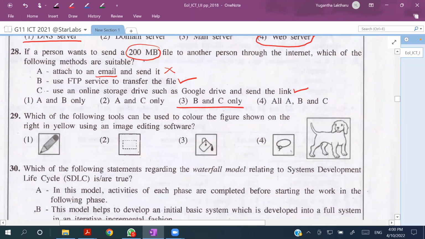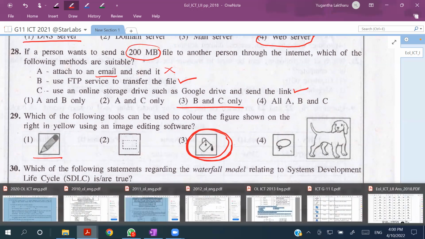The 29th: which of the following tools can be used to color the figures shown on the right in yellow using image editing software? If I need to color this yellow, I need the paint bucket. Now someone can argue that the pencil is also there to do the coloring part. Yes, there is a rationale, right? But we usually use the third.